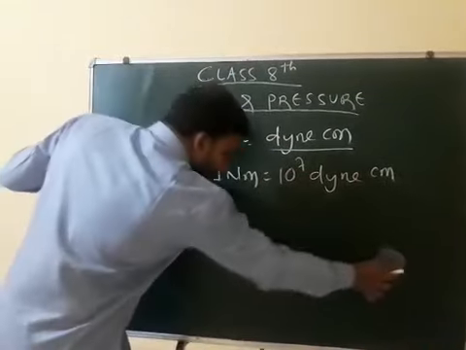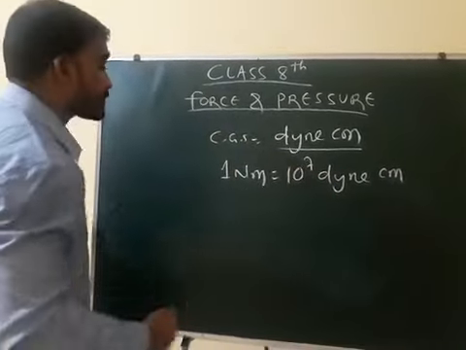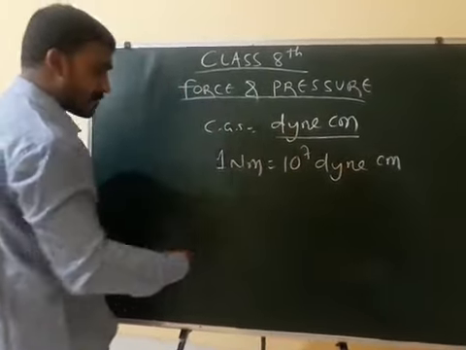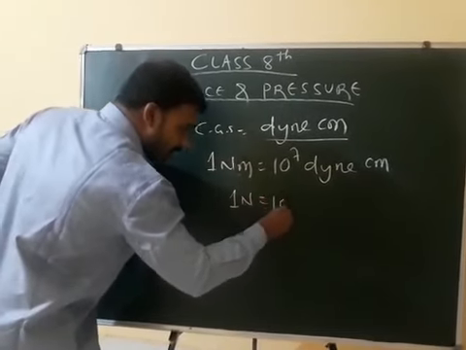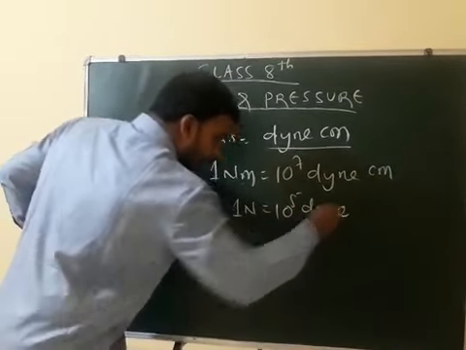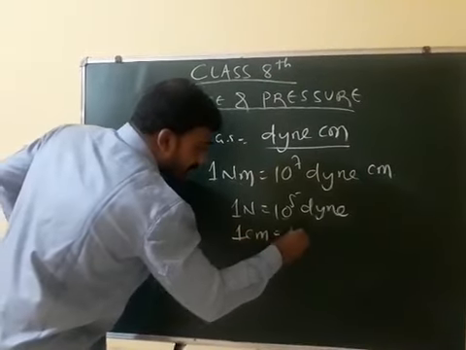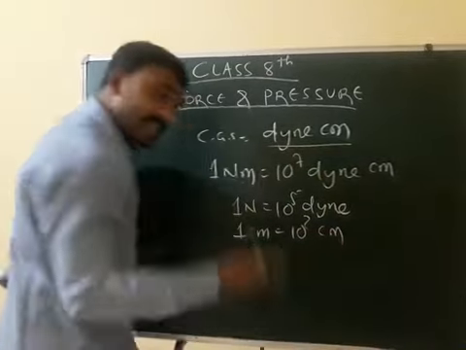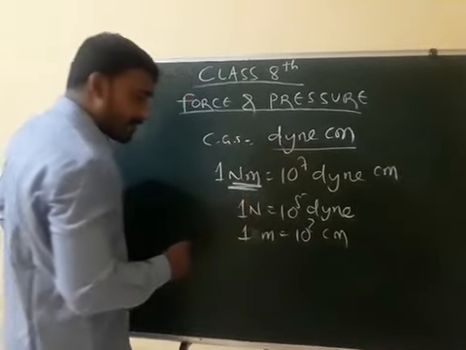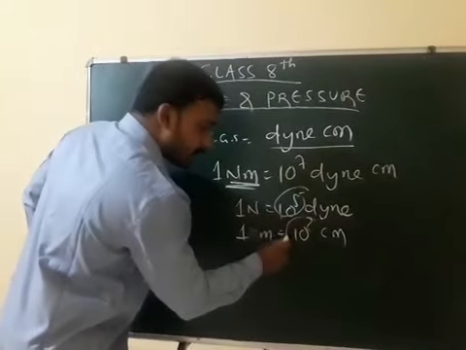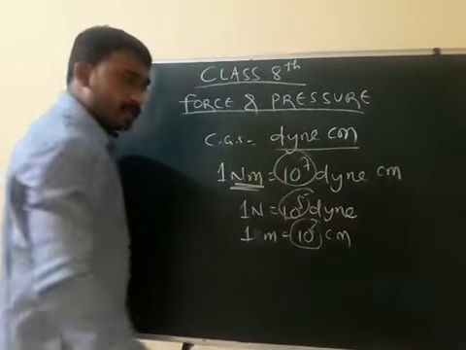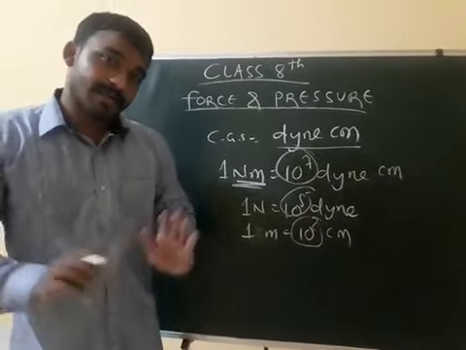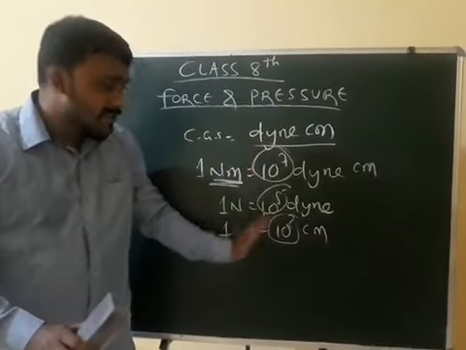How did it come? Let me discuss it. 1 Newton meter is equal to 10 to the power 7 dyne centimeter. How did it come? 1 Newton means 10 to the power 5 dyne, and 1 meter means 10 to the power 2 centimeter. Now 1 Newton meter means 10 to the power 5 into 10 to the power 2, which is equal to 10 to the power 7 dyne centimeter. Clear?